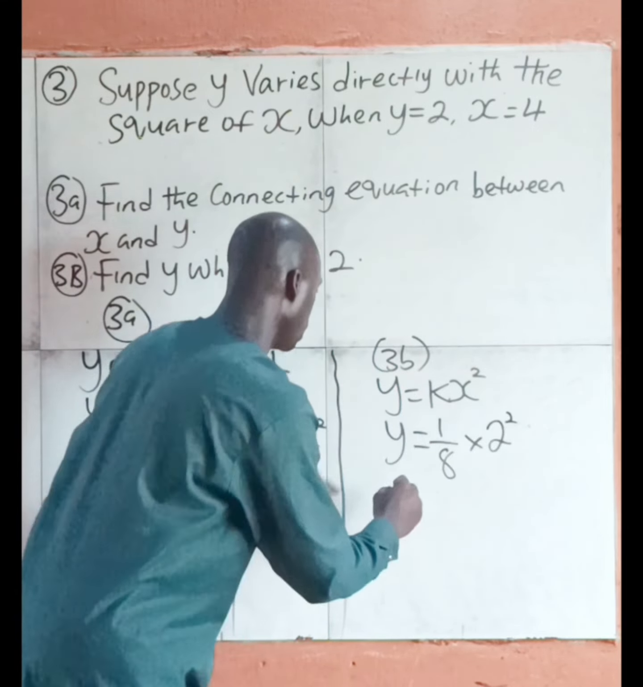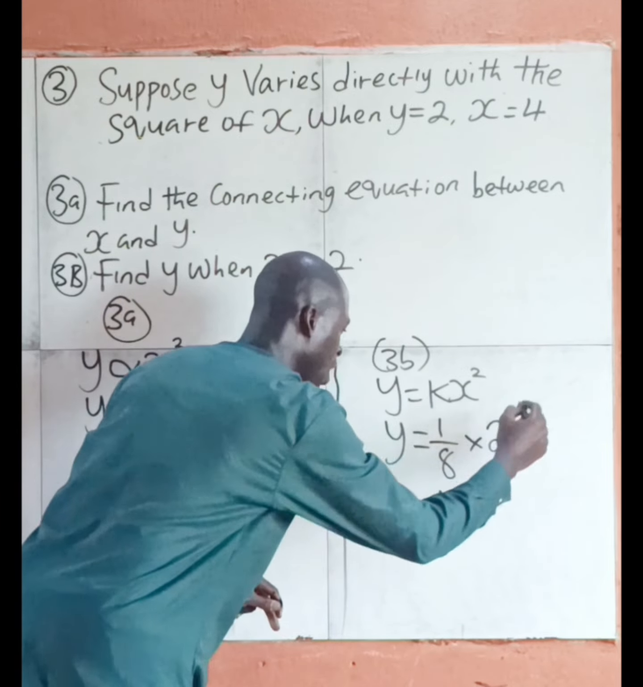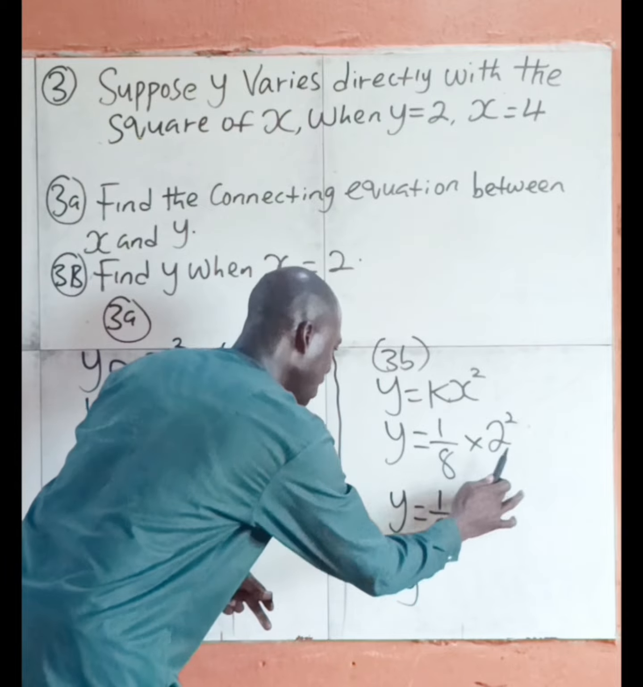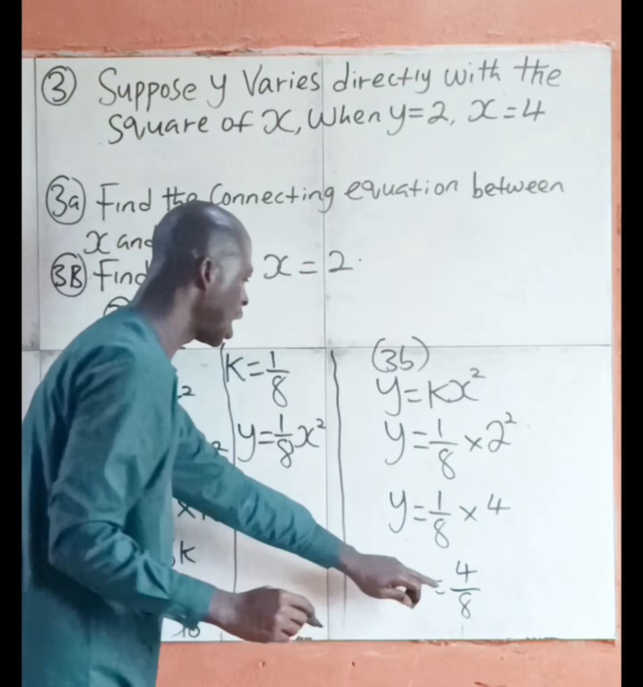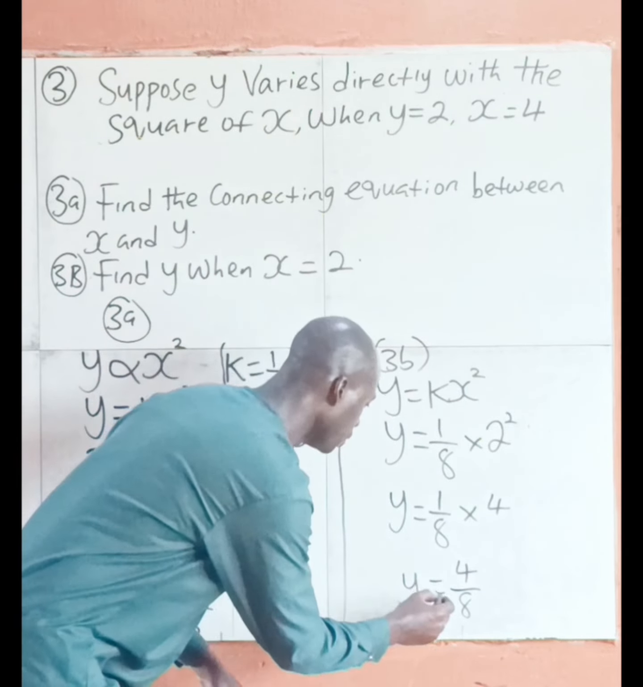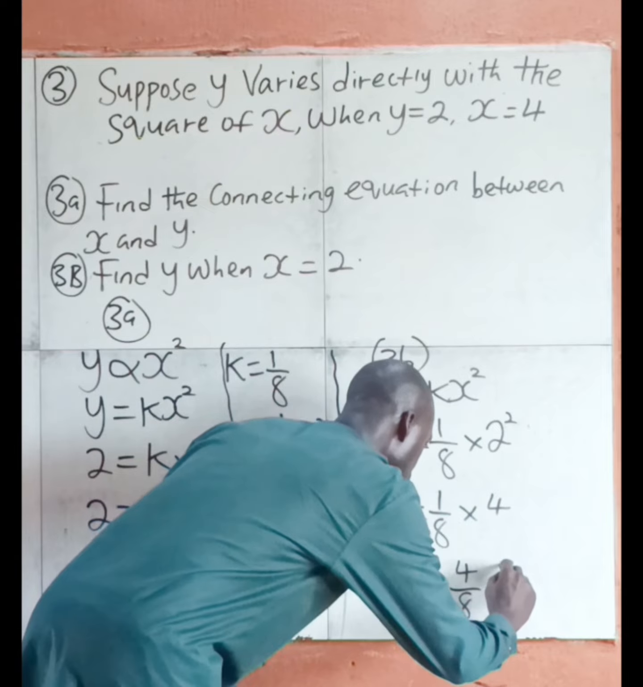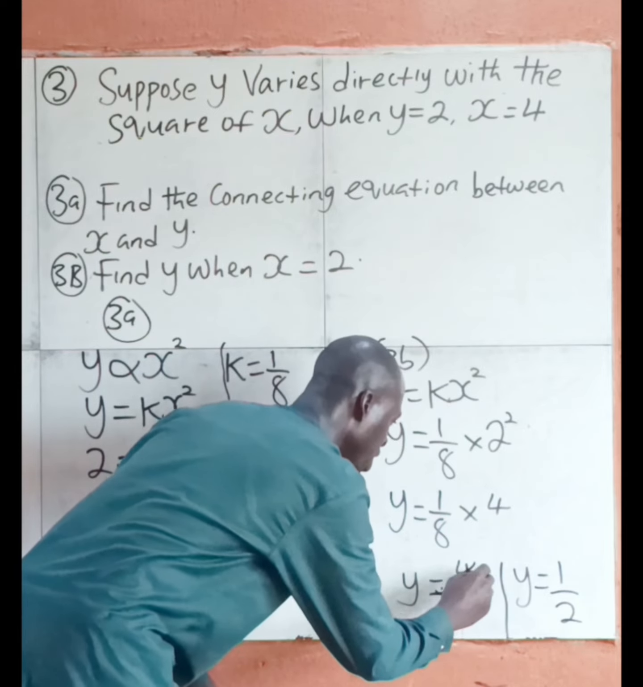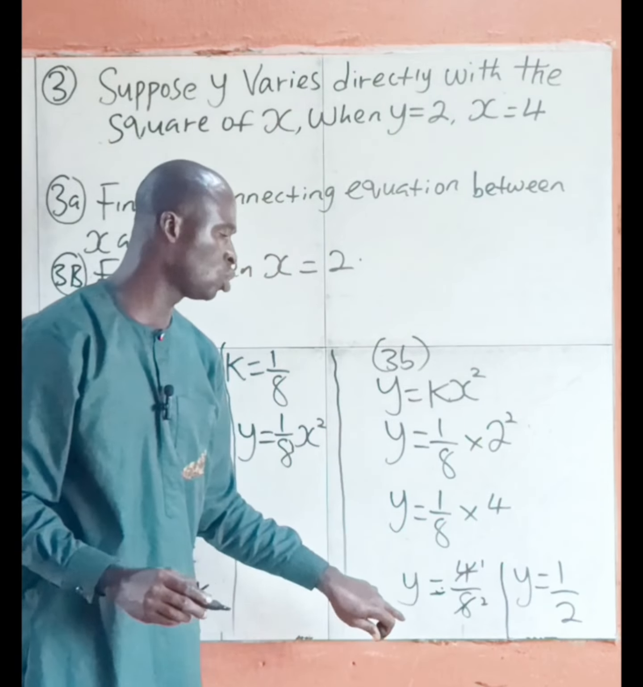So 2 squared. It becomes y equals 1 over 8 times 2 squared. Now 2 raised to the power of 2 will give us 4. So 1 times 4 will give me 4, so it becomes 4 over 8. Now remember, in fractions you have to put your answer in the lowest terms. 4 goes into 4 once, and 4 goes into 8 twice. So my final answer becomes y equals 1 over 2.